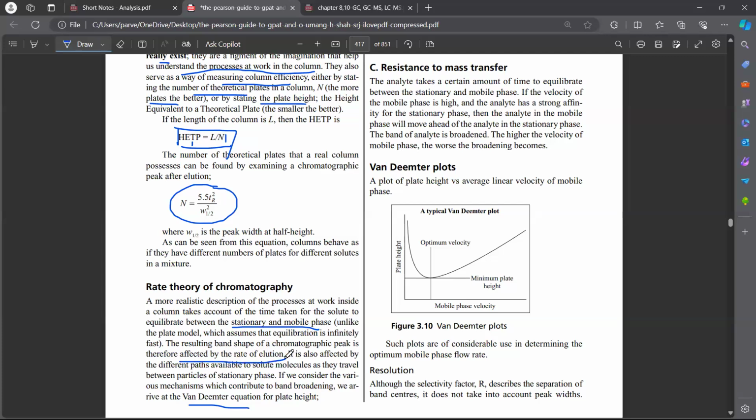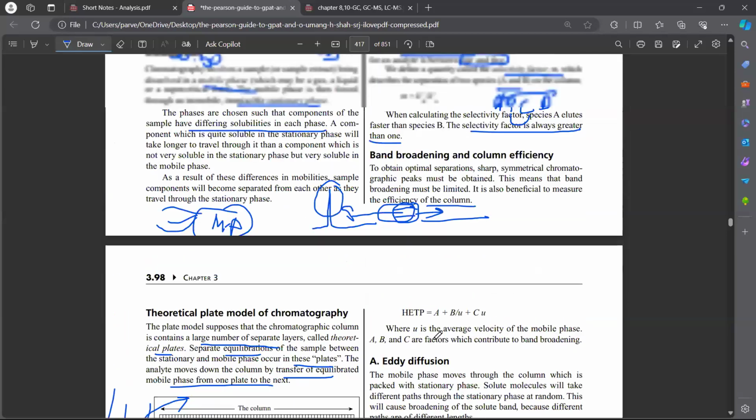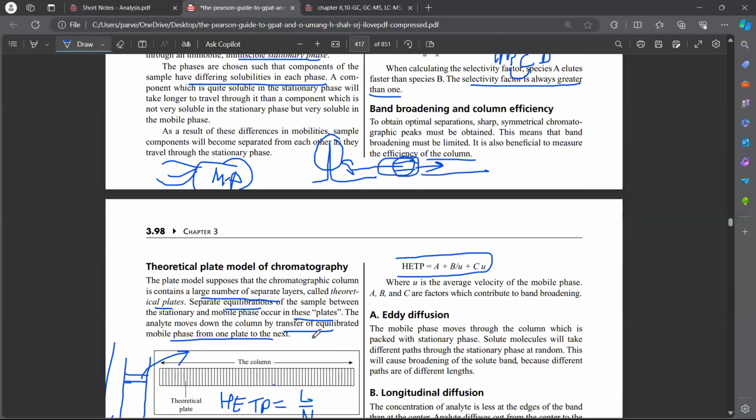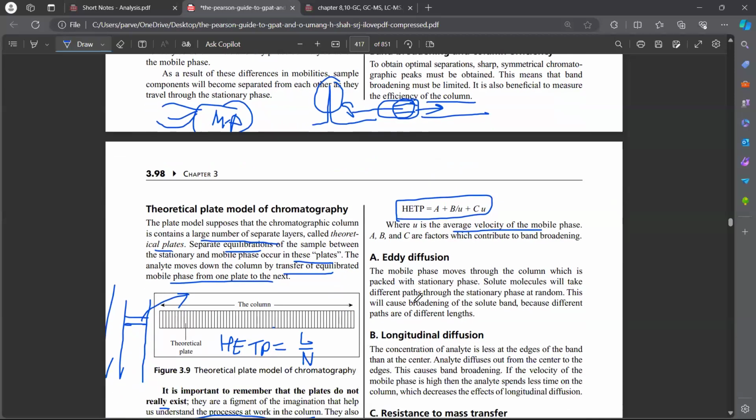So some of the components are eluted later, some are eluted earlier, by which the band shape and peak shape get affected. Basically, the Van Deemter equation states that HETP is equal to A plus B by U plus CU, where U indicates the velocity of the mobile phase, and A, B, C are the different factors. The A indicates the eddy diffusion or multi-path effect.